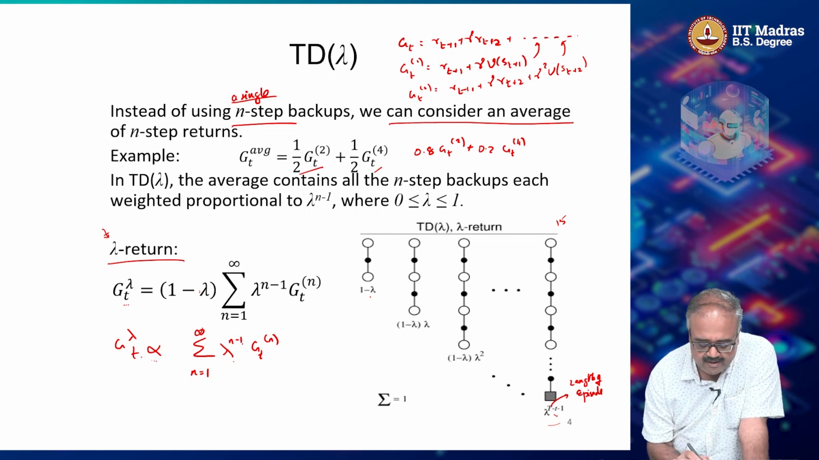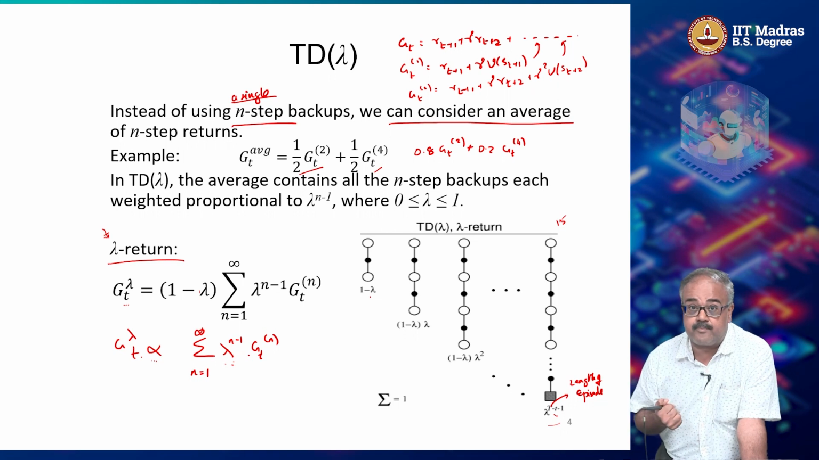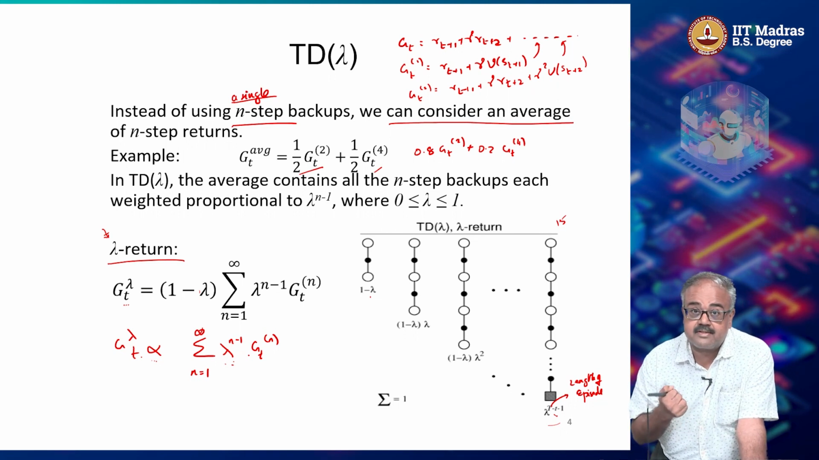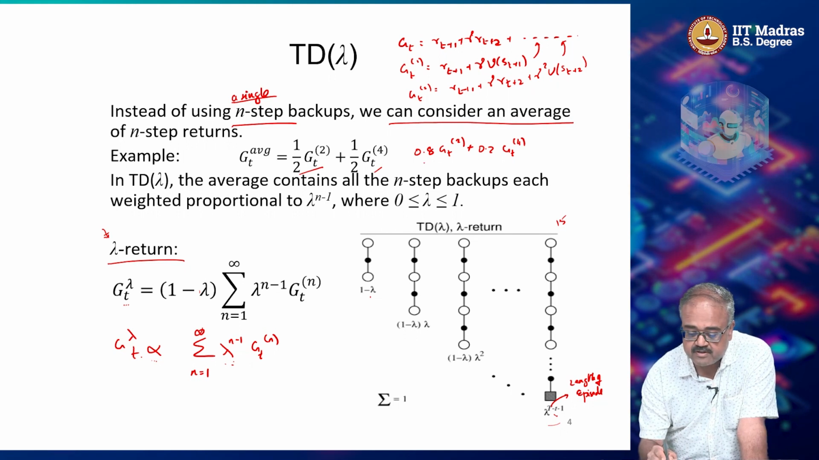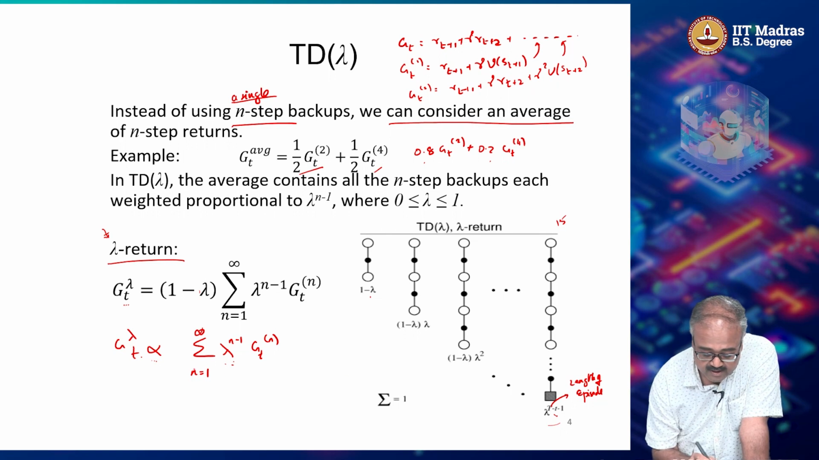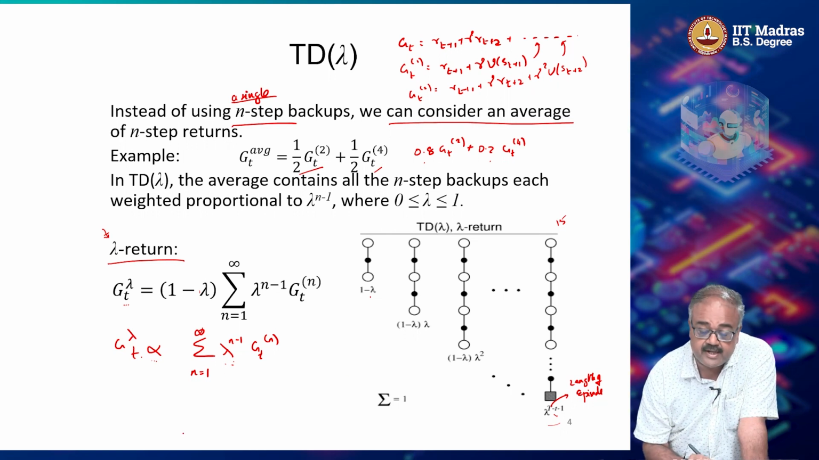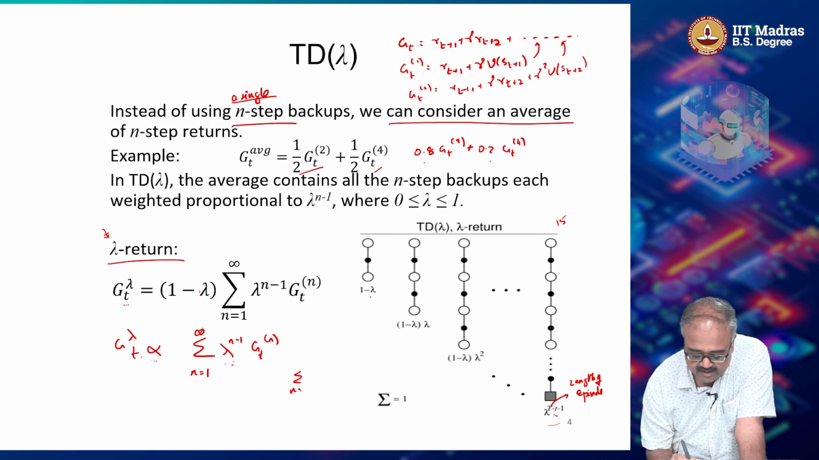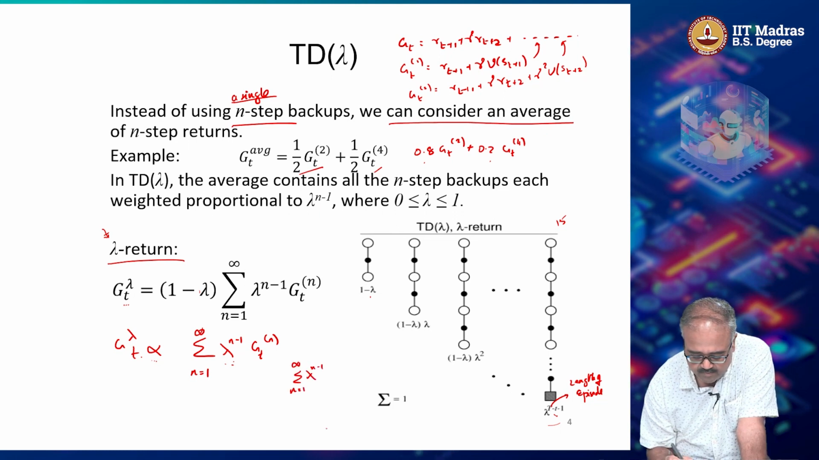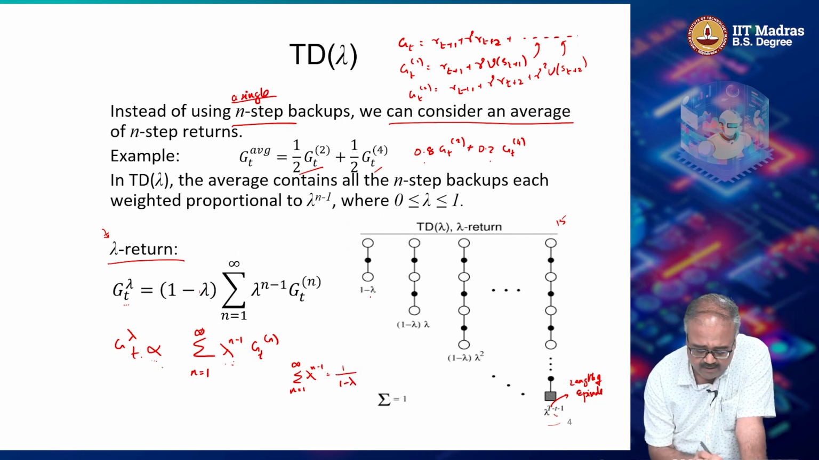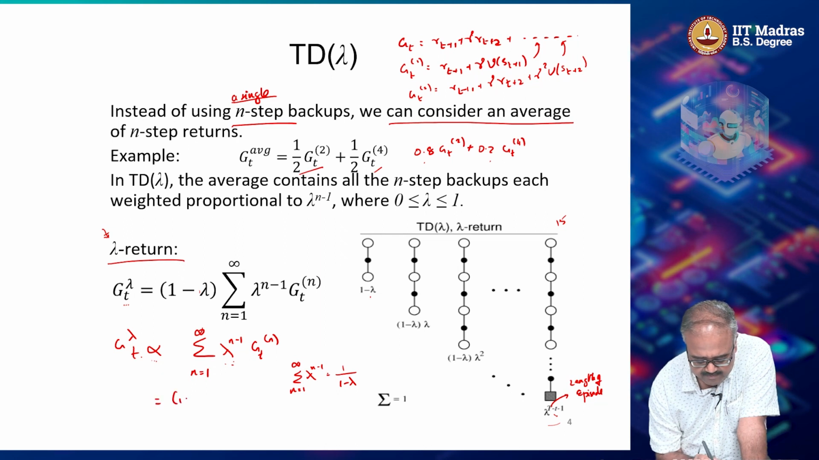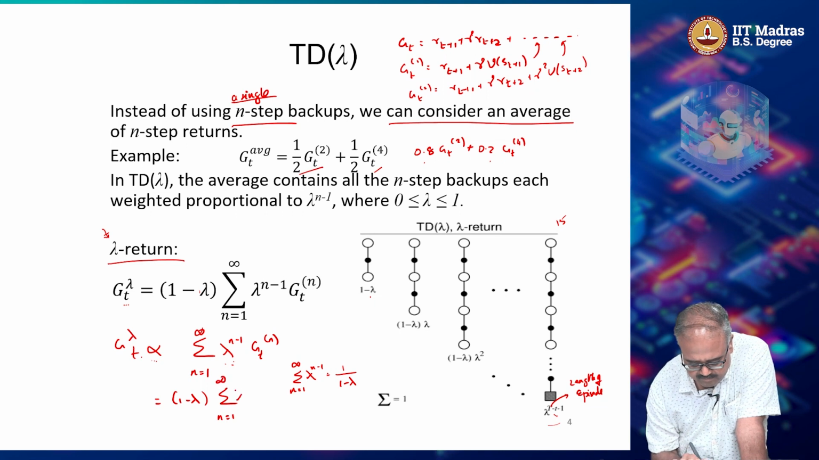Why the proportionality sign? Because the scaling factors have to sum to 1, correct. The scaling factors have to sum to 1, only then it's a correct estimate of the return, like we saw here. And therefore what will be the constant of proportionality here? It's basically the summation n equal 1 to infinity of lambda power n minus 1, which is equal to 1 over 1 minus lambda. Therefore I multiply by 1 minus lambda, okay.